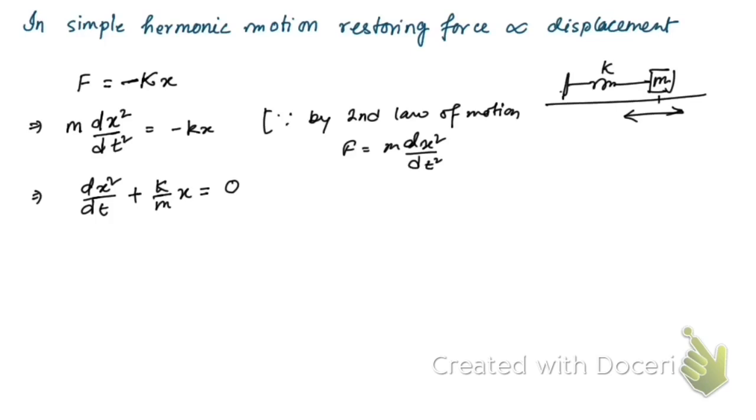Now this is equation number one. This equation represents the periodic motion of angular frequency omega, and here k is equal to m omega square, where omega is the angular frequency.